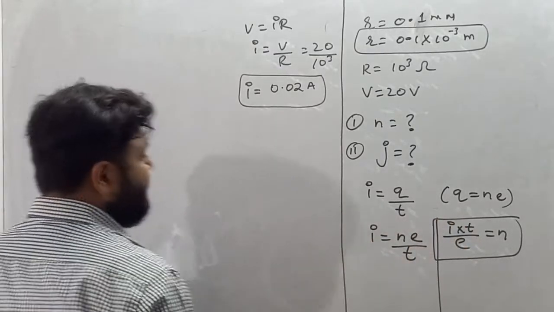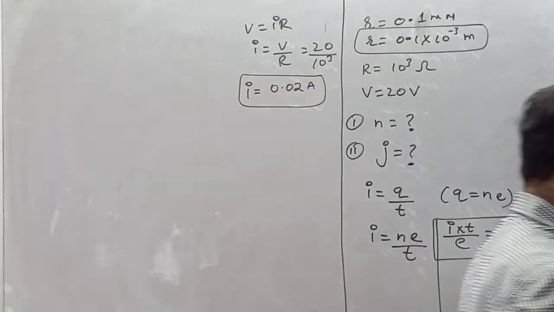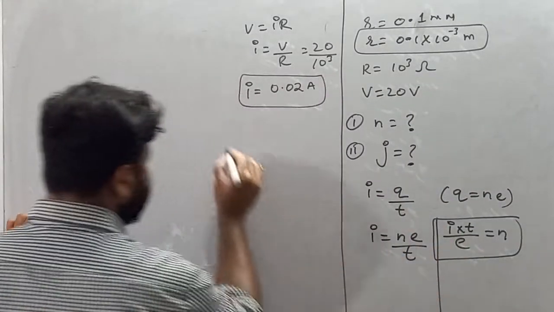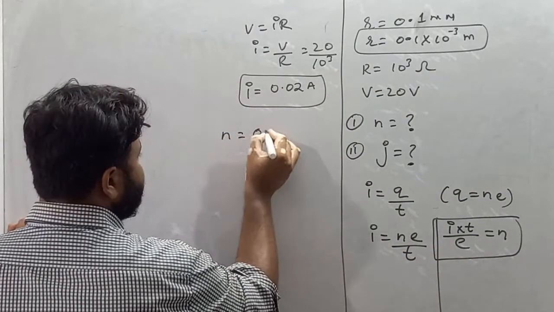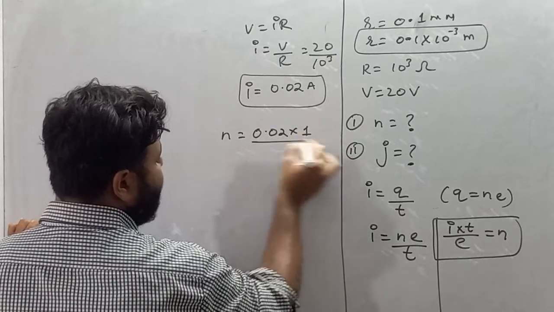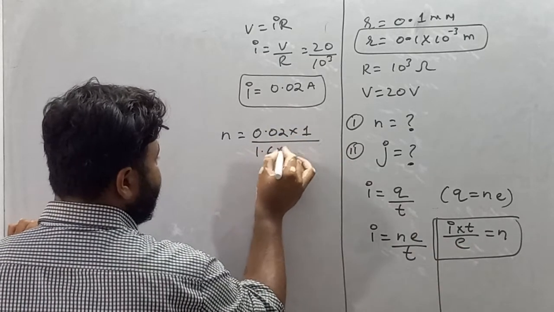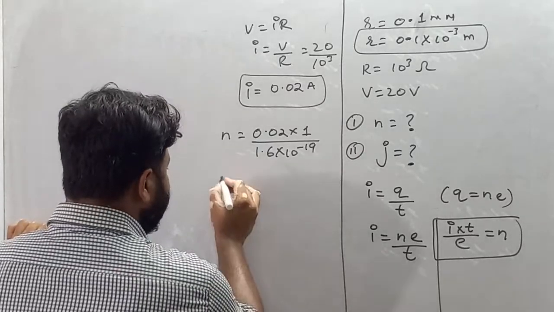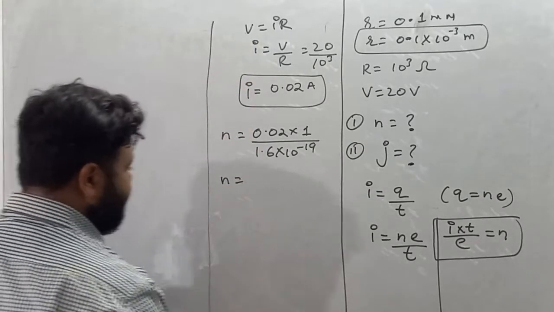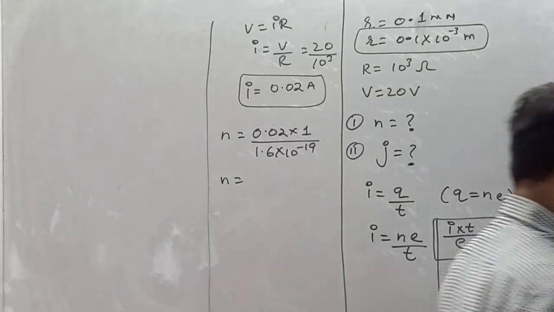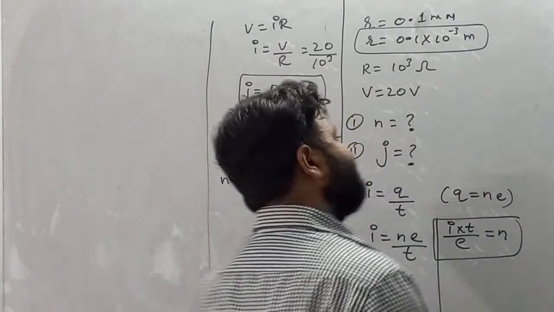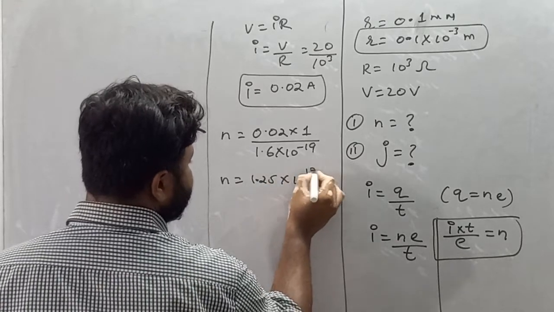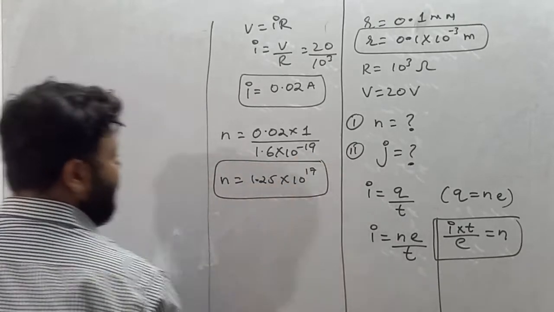Put it here. Time is there. So they are asking in 1 minute. So 1 minute is the time. So what we'll get? N is equal to 0.02 multiplied by 1 divided by E, where E is 1.6 into 10 raised to the power minus 19. After solving this, you will get the value of N. So the value of N is 1.25 into 10 raised to the power 17. So 1.25 into 10 raised to the power 17 is the number of electrons.